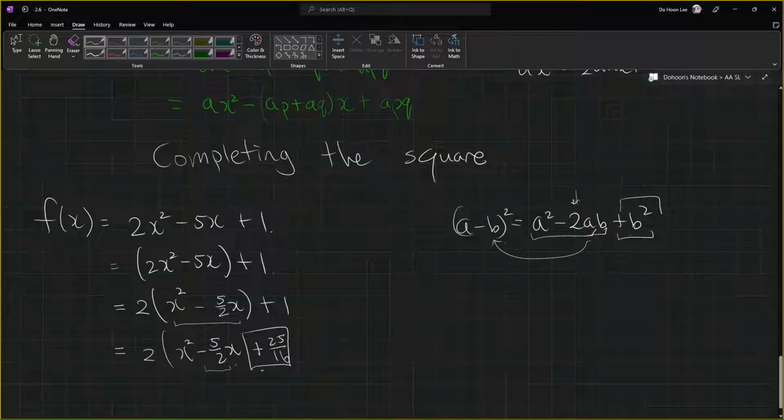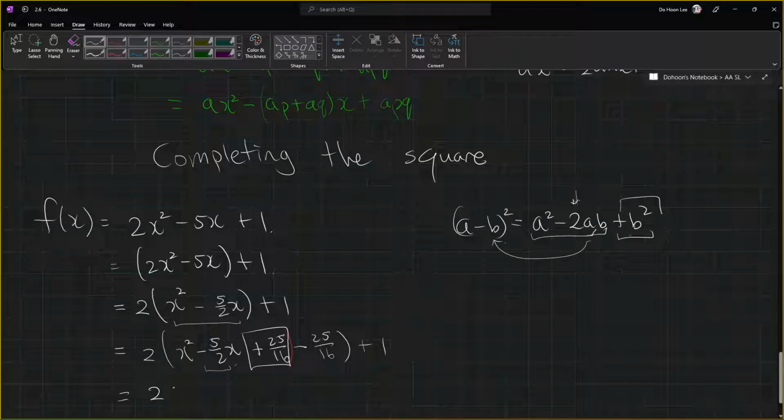Okay, but we can't just do that, right? We can't just add the number. So what we're going to do is have the subtraction as well. By doing this, notice how I'm not changing the function at all. I added 25 over 16, and then I subtracted 25 over 16. There's no problem at all. Okay, next point. Now, I'm going to reduce the size of the bracket. So I'm going to put my limit at this part. That means that after that bracket, minus 25 over 16 will be kicked out of the bracket.